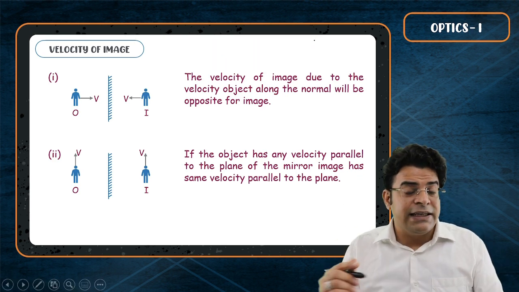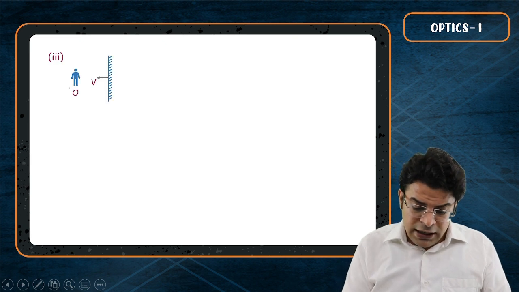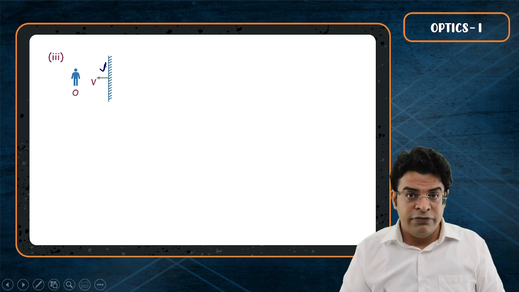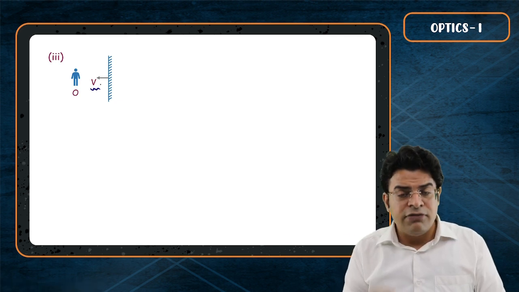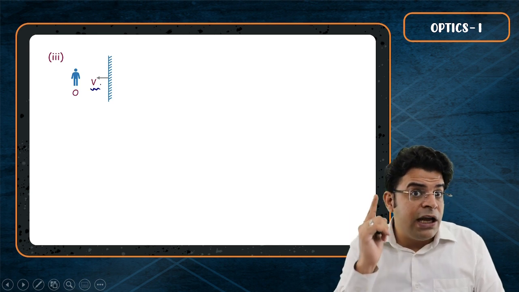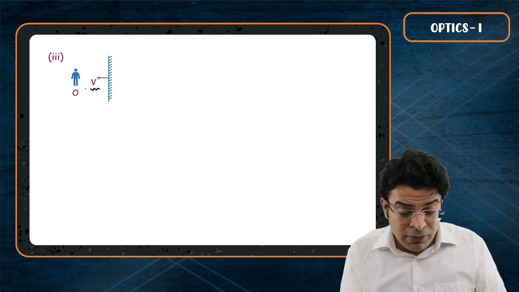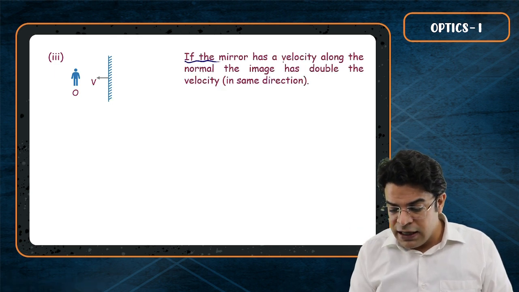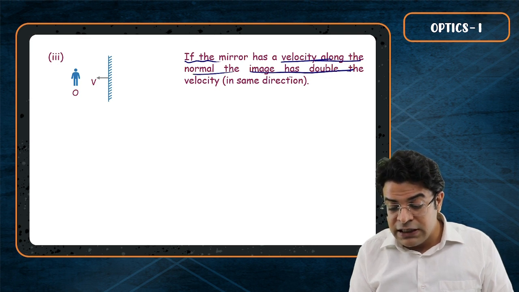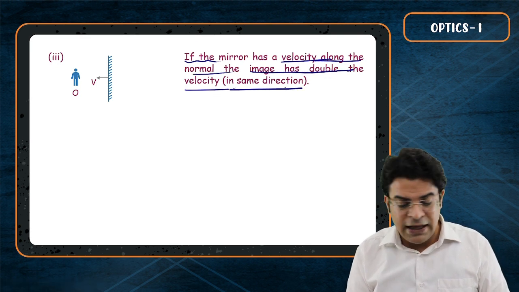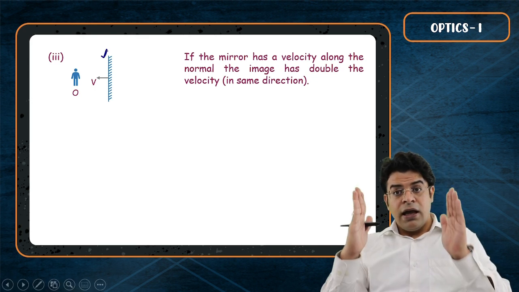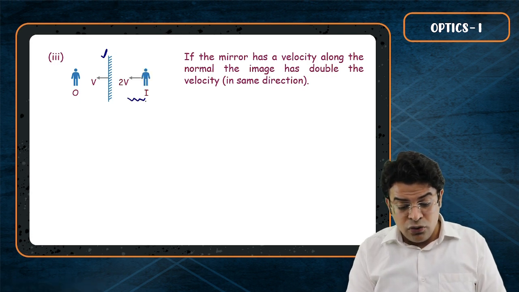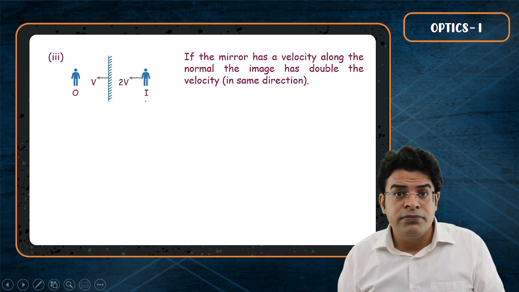Now let's see the next case when the mirror is moving. Let's say the person is at rest, but the mirror is approaching the person with a velocity v. So we have learned that if the mirror has a velocity v along the normal, then the image will have a velocity 2v along the normal in the same direction as the velocity of mirror along the normal. So if the mirror has a velocity along the normal, the image has double the velocity along the normal and the direction is same. So if the mirror has a velocity towards left v along the normal, then the image will have a velocity 2v along the normal towards left.